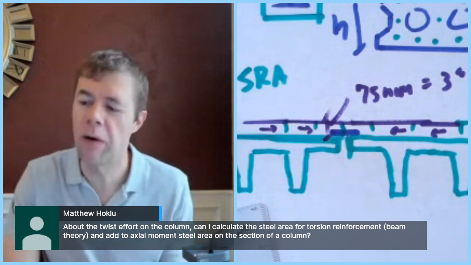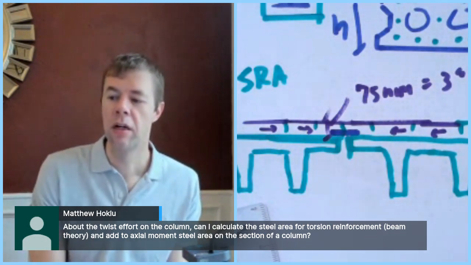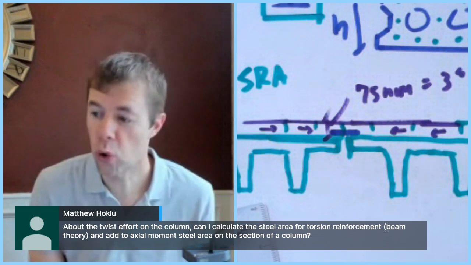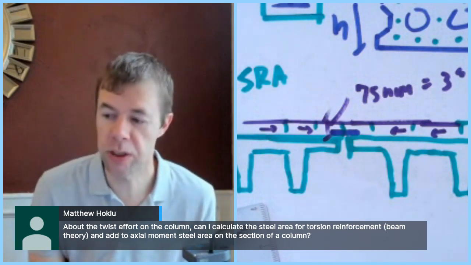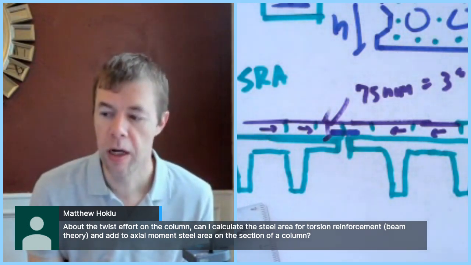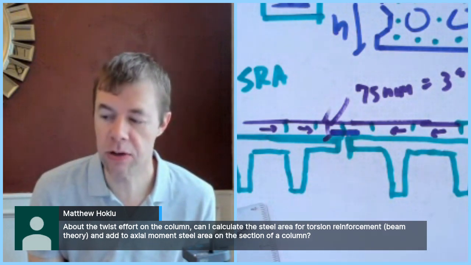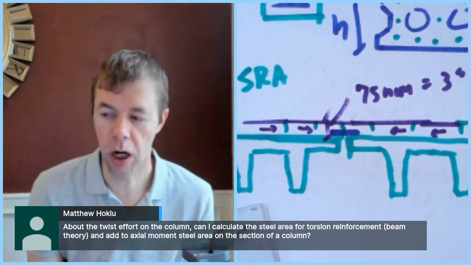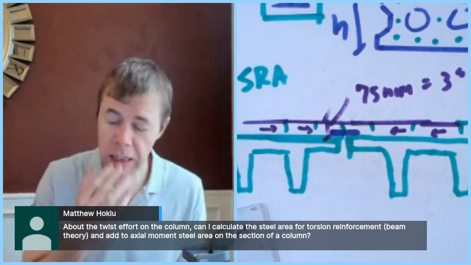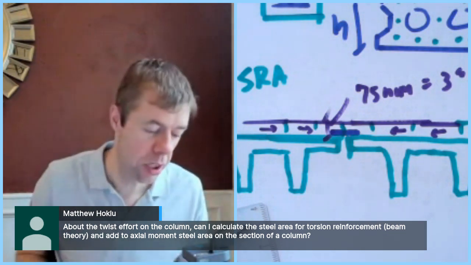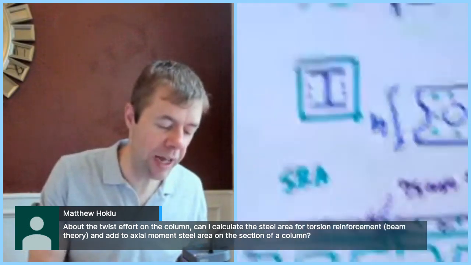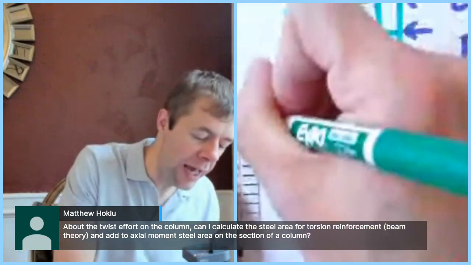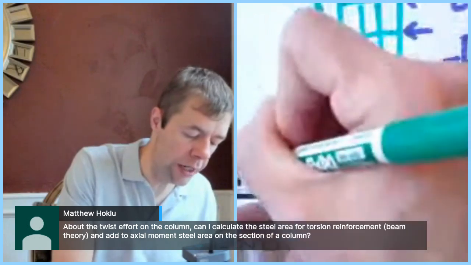Oh, Matt, what a question. Okay, so you're talking about torsion on a column. Can I calculate the steel area for torsion reinforcement using beam theory and add to the axial moment shear area on the section of a column? So, Matt, that is a great question. Matt is talking about if I have a column and it's got some kind of torsion on it.